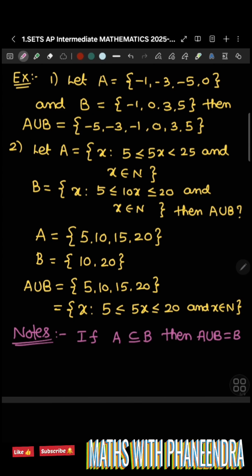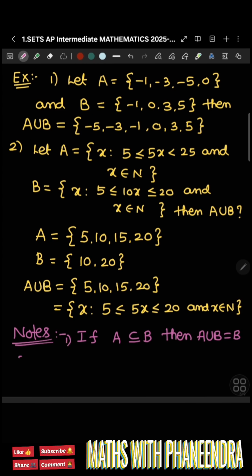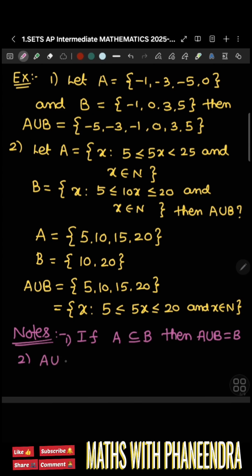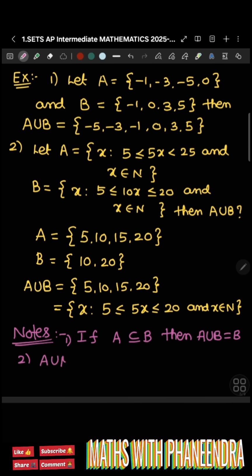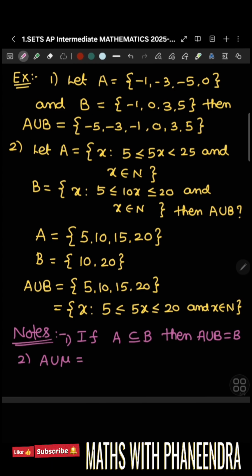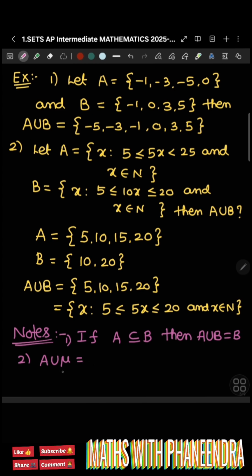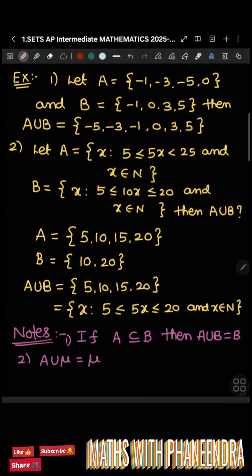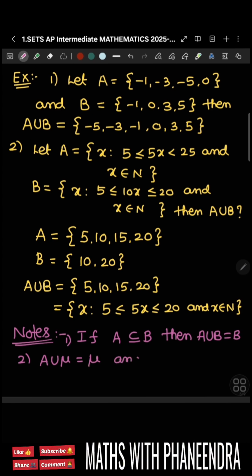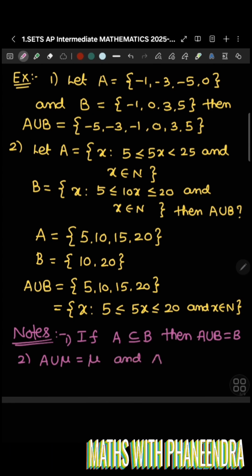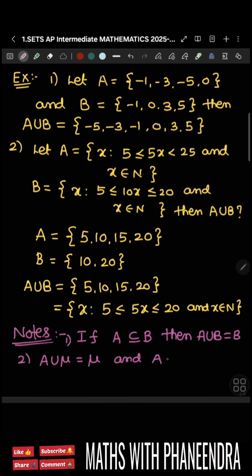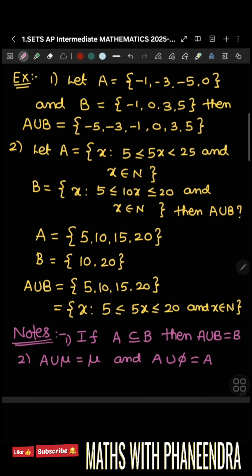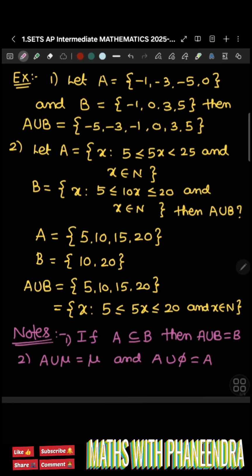At the same time, point number 2: A union the universal set mu is equal to mu. So if you combine one set and the universal set, the universal set only will come, no? And if we take the union of a non-empty set and the null set, again you get only the non-empty set. This is a very important point.